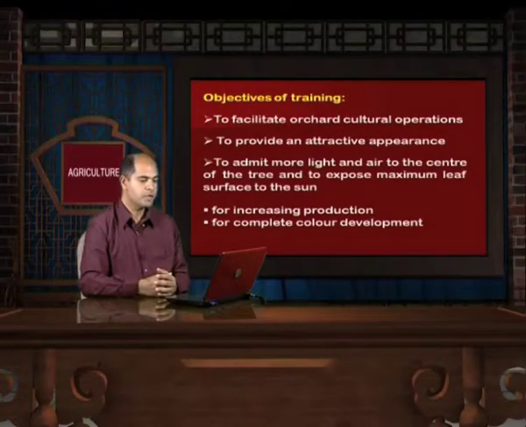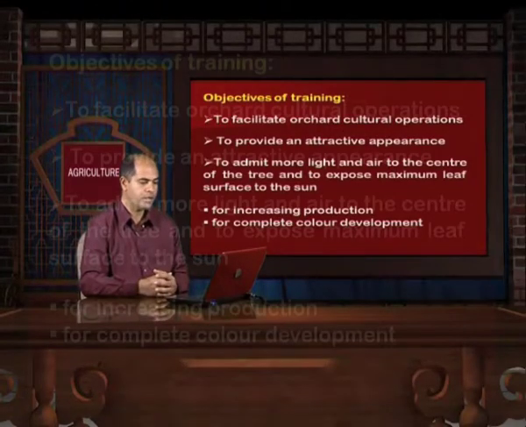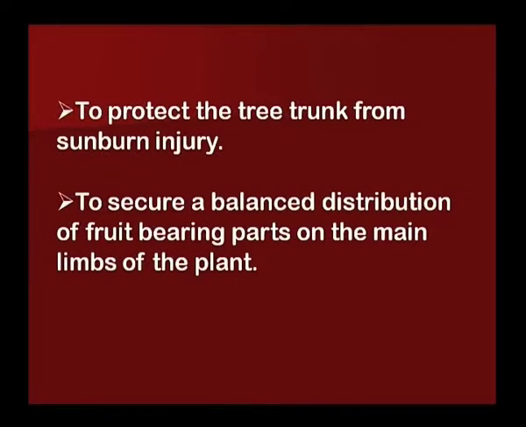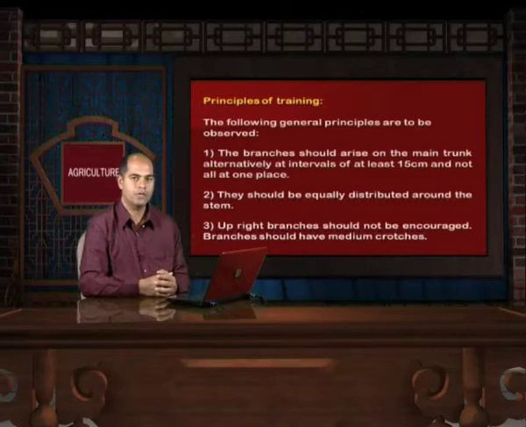Now, the objectives of training: to facilitate orchard cultural operations, to provide an attractive appearance, to admit more light and air to the center of the tree and to expose maximum leaf surface to the sun. It is for increasing production and for complete color development of fruit. To protect the tree trunk from sunburn injury, to secure a balanced distribution of fruit bearing parts on the main limbs of the plant.